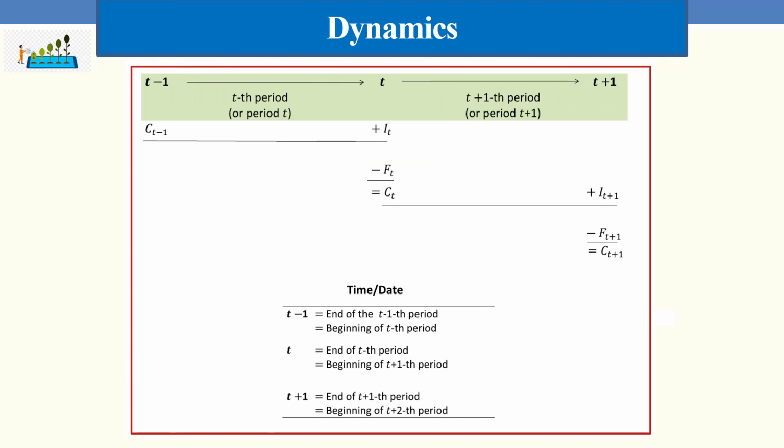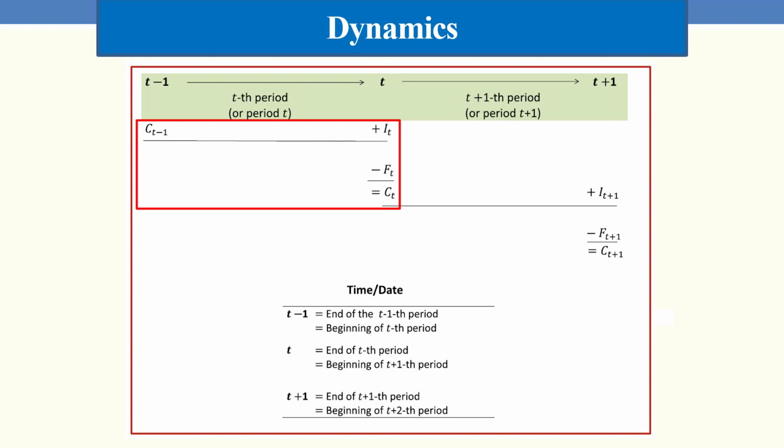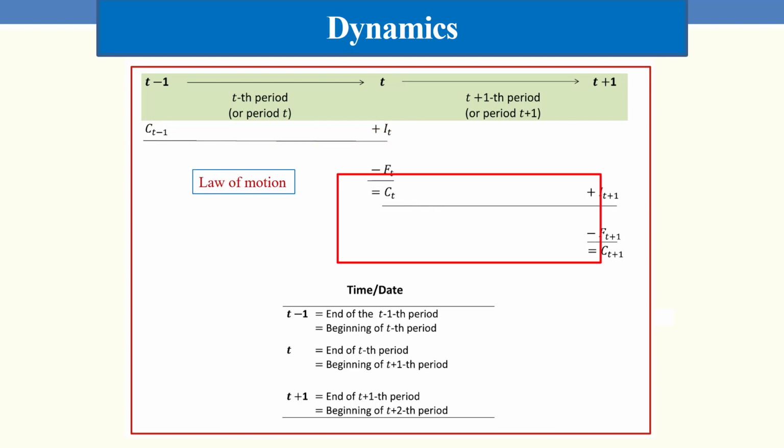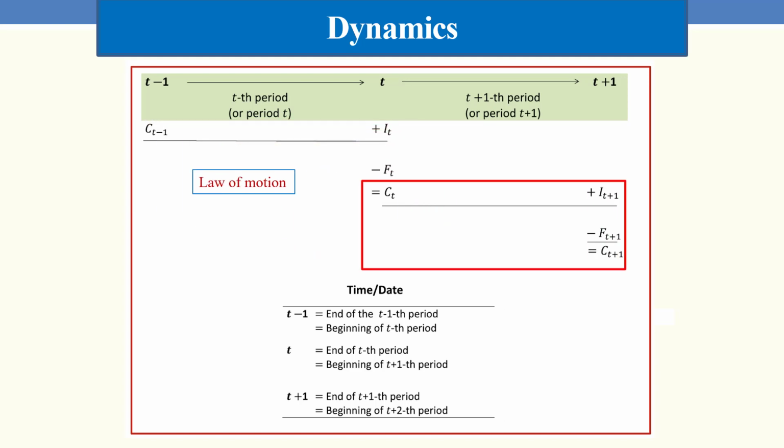Using symbols, if C denotes the capital, I denotes the income, F denotes the cash flow, then the capital at time t is obtained from the preceding capital as of time t minus 1, plus the income as of time t minus the cash flow as of time t. And this is the law of motion, which iterates in every period up to the end of the operations.